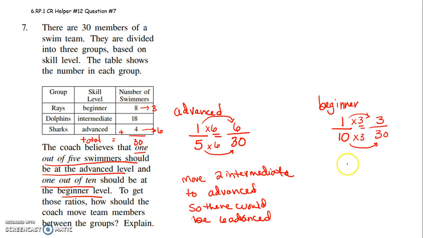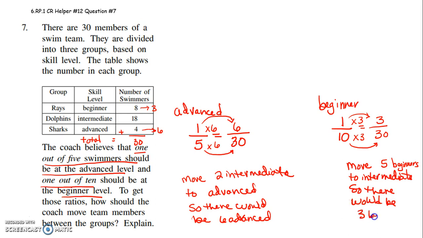There's 8 beginners. So the coach would have to move 5 of those 8 beginners to intermediate. So there'd only be 3 beginners. Coach only wants 3 out of every 30 to be a beginner. So we got to move 5 kids away from the beginners, put them in the intermediate.